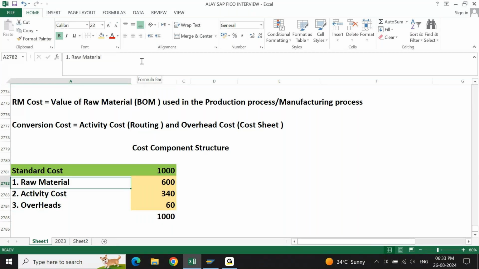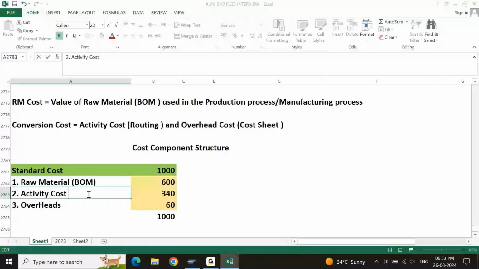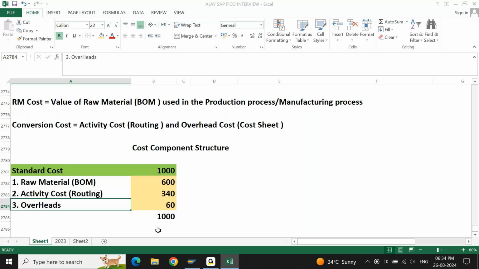How did the system get to know the RM cost? Based on BOM. How did the system come to know the activity cost? Based on routing. And overhead is based on the cost sheet. Are these three points clear?